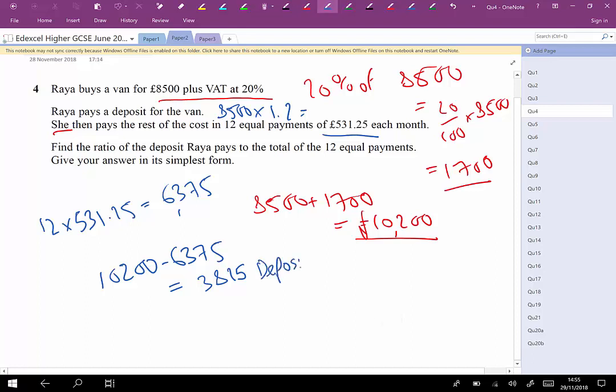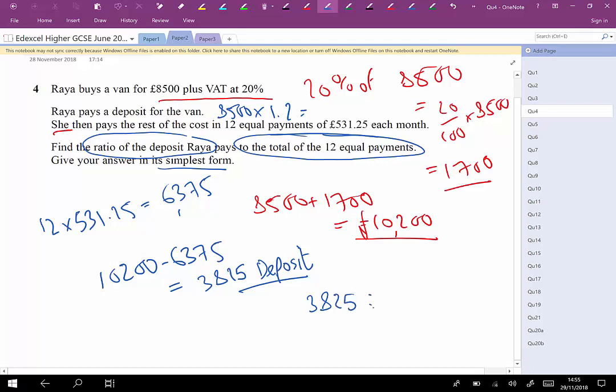That's the deposit. I've not really read the question yet. Find the ratio of the deposit to the total of the payments, in simplest form. Deposit is 3,825. Total payments were 6,375. How are we going to cancel that down? You could divide by 5. Does that get it all the way down? Okay, 3,825 divided by 5 gives you 765. The other one, 6,375 divided by 5, is 1,275.